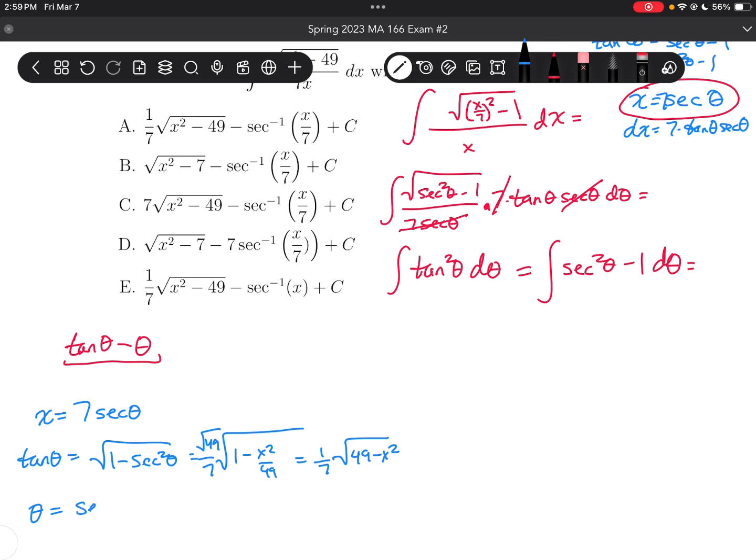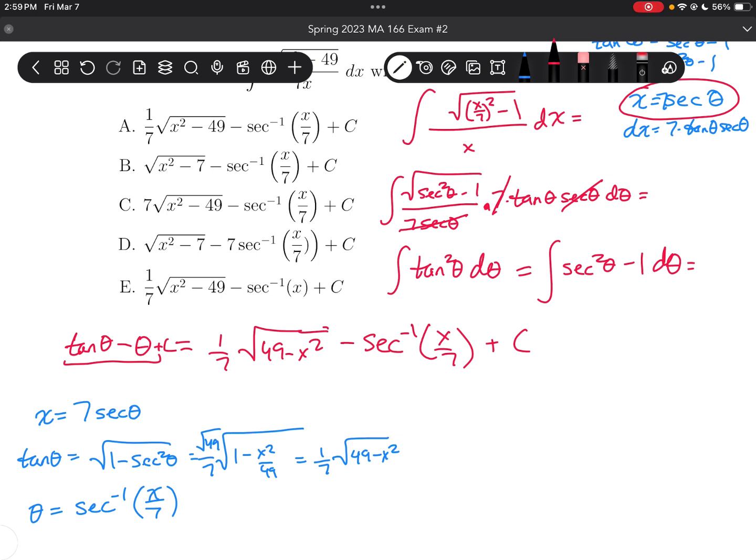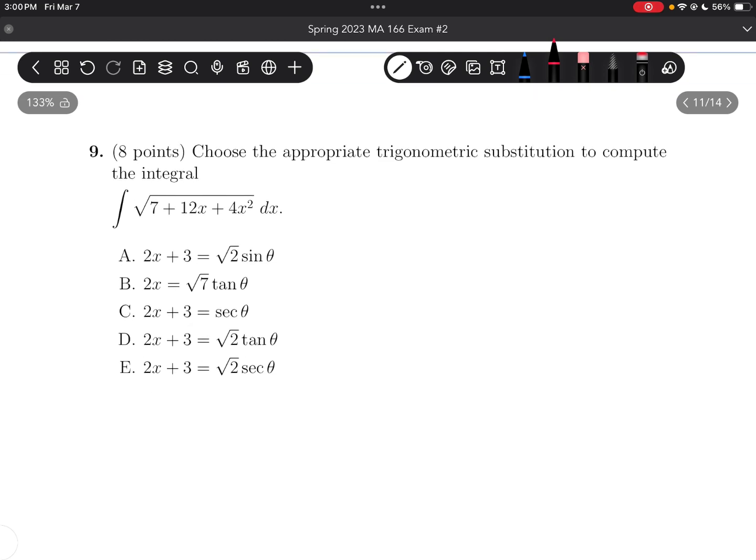And it's a little easier to solve for theta. Theta is equal to the arc secant of x over 7. So that means that this is equal to 1/7 times the square root of x squared minus 49, minus the arc secant of x over 7. And can't forget the plus C. So our answer to problem 8 is A. Okay, moving on to the next problem.